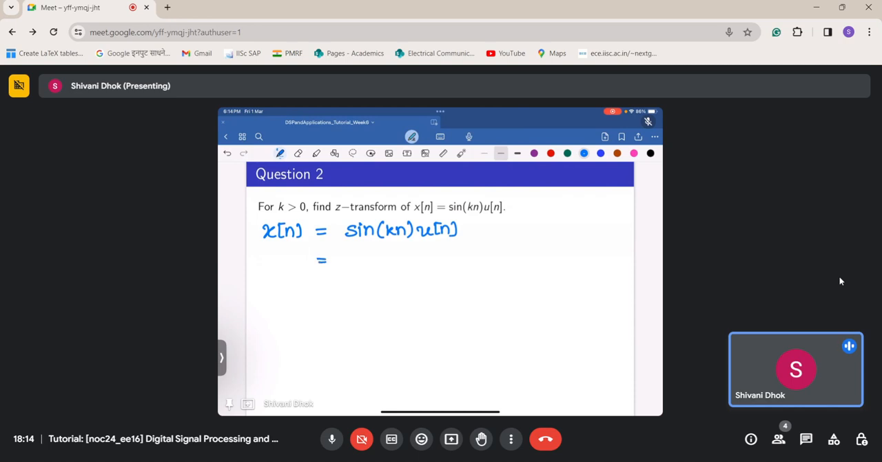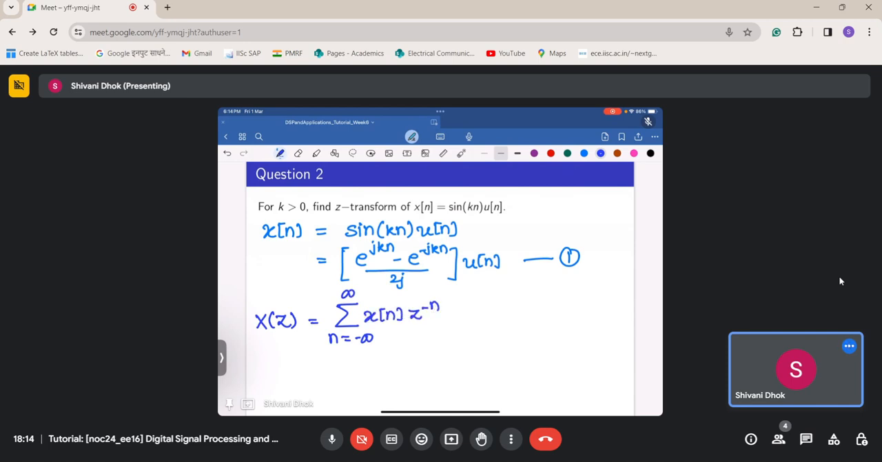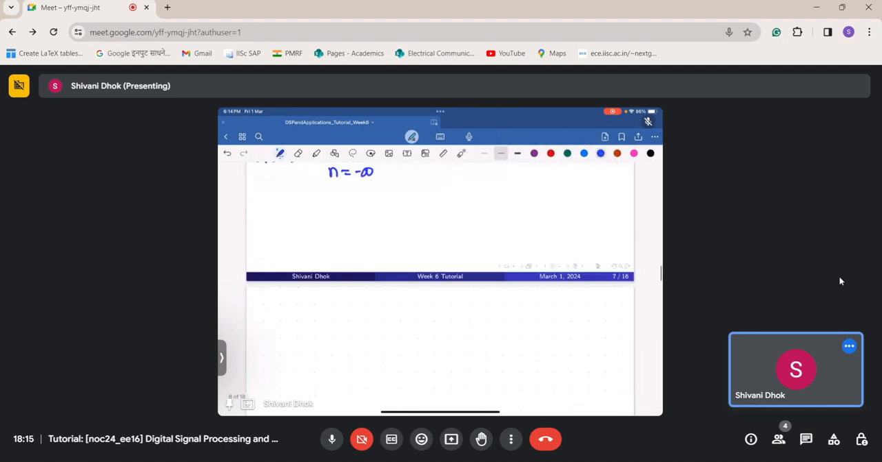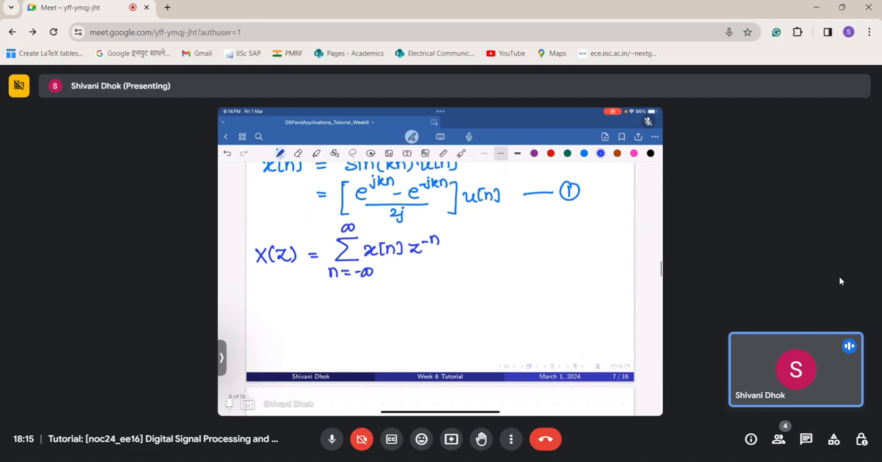Now this sine I can write as e power j kn minus e power minus j kn upon 2j into u of n. So this we know. And now we need to find X of z, which by definition is summation n running from minus infinity to infinity x of n z to the power minus n. Now I can substitute x of n as this quantity here.